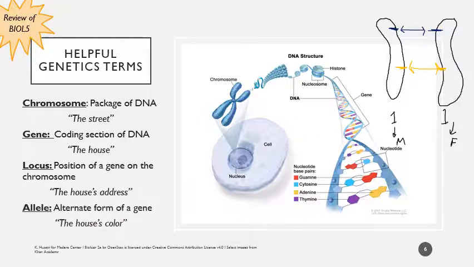So if we're thinking about those different forms, we might have the exact same gene at a certain location, but we might have different forms of it. So alleles are alternate forms of genes. For example, the house that I grew up in, one of my friends lived around the corner from me. His house was exactly the same as mine. It was just a different color.